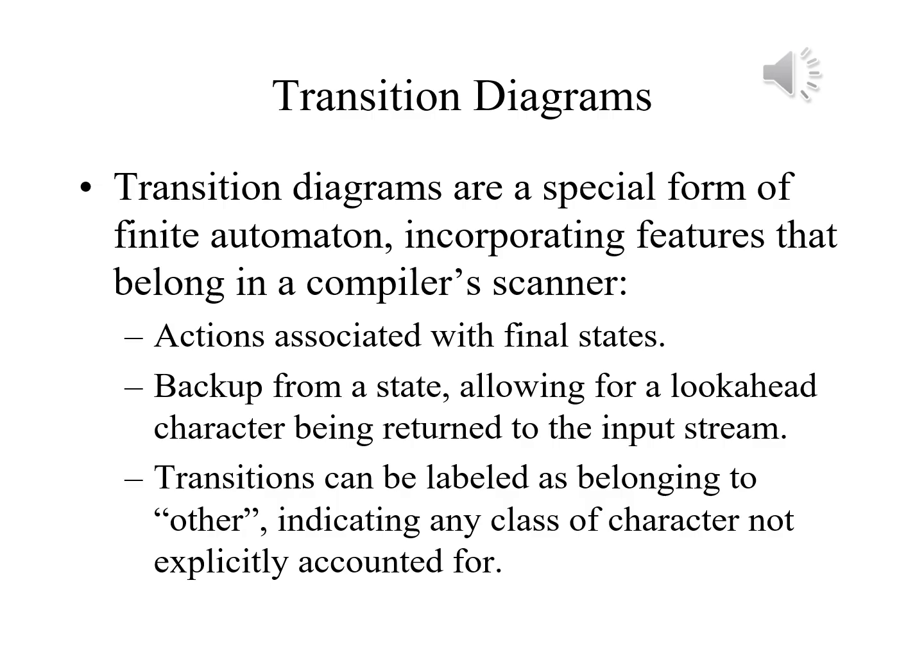Now that we've looked at the theory behind using finite automata to analyze the stream of characters to produce strings that are meaningful to the program, let's take a look at a special form of finite automata, one that plays a more practical role in terms of a scanner: transition diagrams. Their special form incorporates features that belong in a compiler scanner. First thing we need to consider are the actions associated with final states. This is something that we will take a good look at in a few moments.